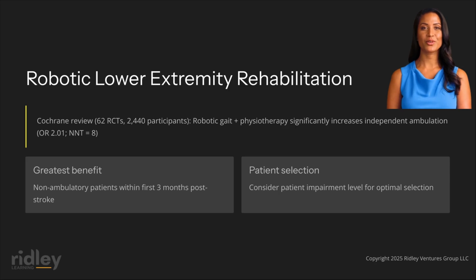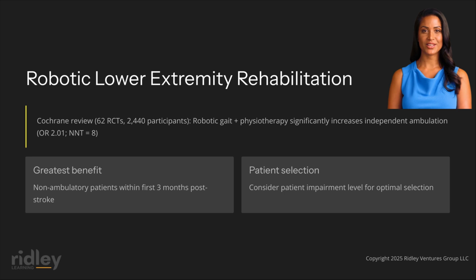Robotic systems for lower extremity rehabilitation include treadmill-based gait training devices, overground exoskeletons, and stationary systems targeting specific aspects of lower limb function such as ankle movement or weight shifting. The Cochrane Systematic Review examining electromechanical assisted gait training, which included 62 randomized controlled trials with 2,440 participants, provides high-quality evidence that robotic gait training in combination with physiotherapy significantly increases the odds of achieving independent ambulation, with an odds ratio of 2.01 and a 95% confidence interval of 1.51 to 2.69. The number needed to treat is 8 patients.